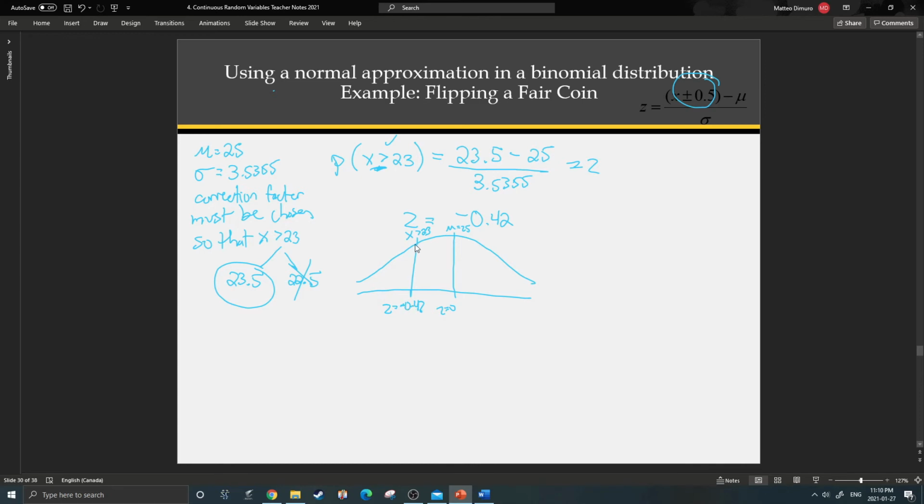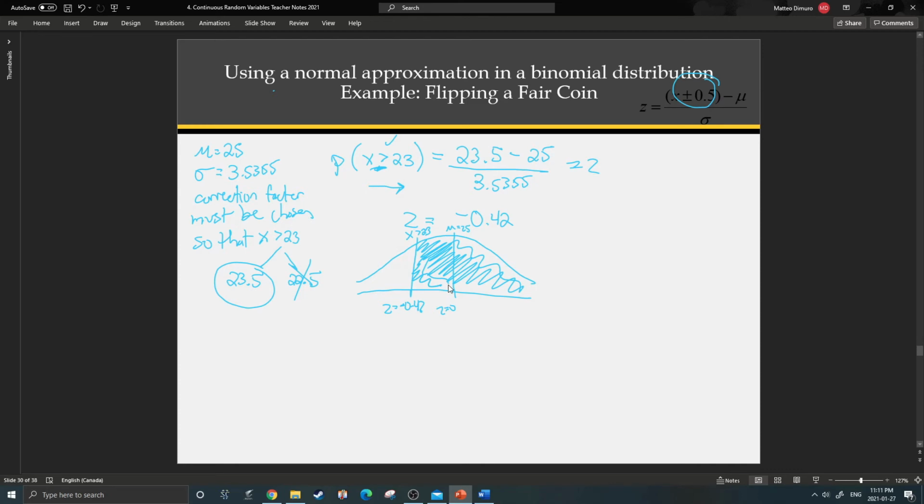But which way am I looking? Am I looking for the area to the left? No, it's x greater than 23. So I want to know this probability. So I'm looking for the area to the right. Here's a pro tip. In your question, if it's greater than, it's always the area to the right, right? And look, the greater than sign even points to the right. If I was looking for x less than 23, I'd be looking for the area to the left.